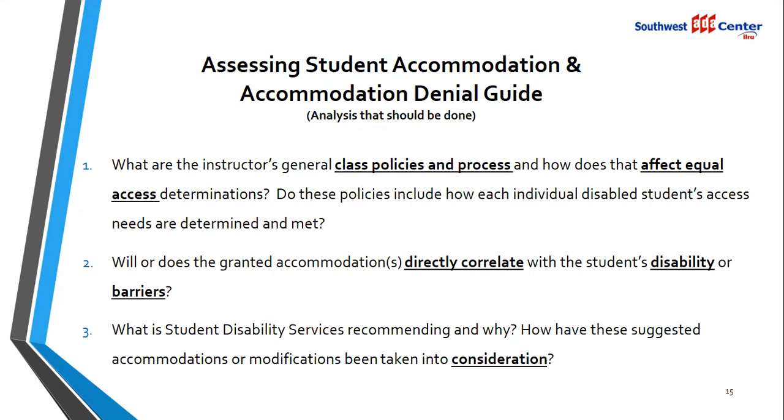What are the instructor's general class policies and process? And how does that affect equal access determination? Do these policies include how each individual disabled student's access needs are determined and met? Design with access in mind. That's really what this is about.